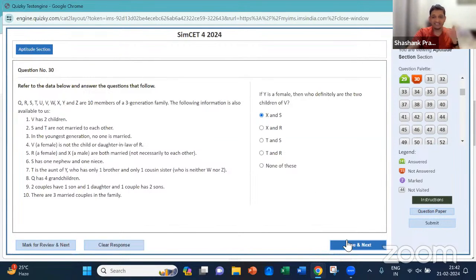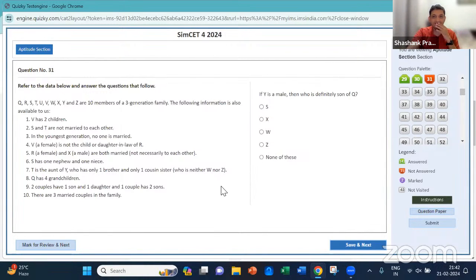Let's see. If I get this right, I'll be very happy. If Y is a male, who is definitely the son of Q. So एक one male, one female हो जाएगा. R, S and X, T. So X and S में से one has to be the son of Q. I think. X and S में से one has to be the son of Q.